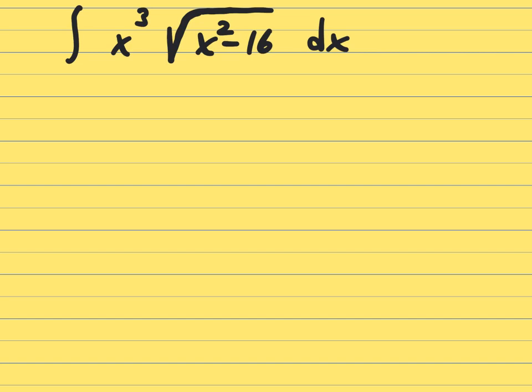In this example, where we're going to use a secant substitution, note the radical term x squared minus 16. The square root of 16, and it's just coincidence that it was 16 in the first video too, is 4. So we're going to make the substitution x equals 4 secant theta. The derivative of x, which will give us our dx substitution, is 4 secant theta tangent theta d theta.